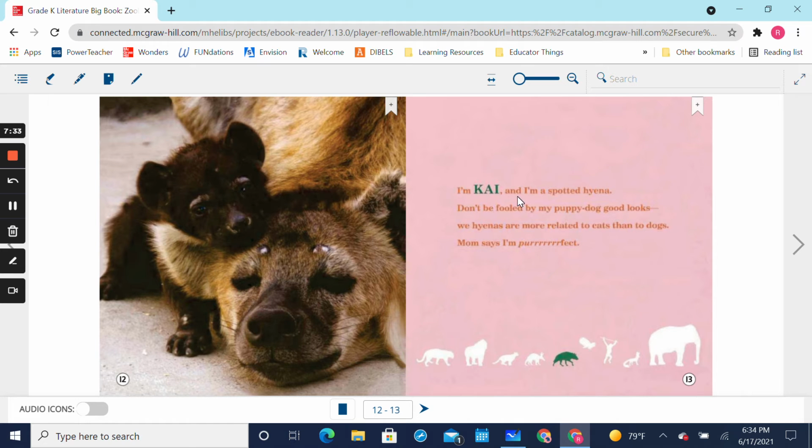I'm Kai, and I'm a spotted hyena. Don't be fooled by my puppy dog good looks. We hyenas are more related to cats than to dogs. My mom says I'm perfect.